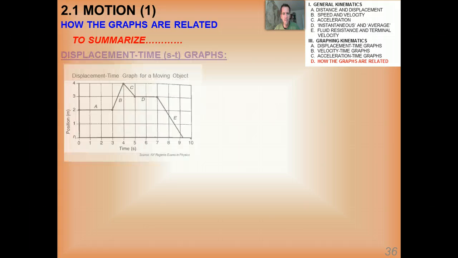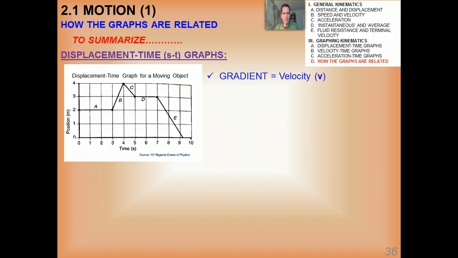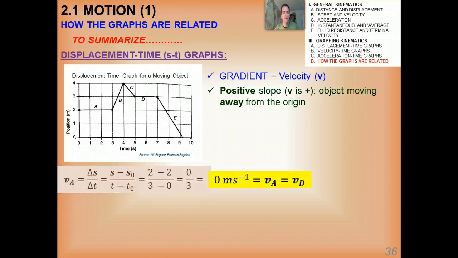Okay, so just a summary of how these graphs are related. Now, a displacement time graph, an ST graph, the gradient is the velocity. A positive slope means that the object is moving away from the origin.